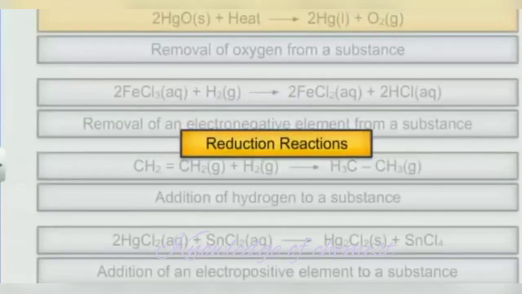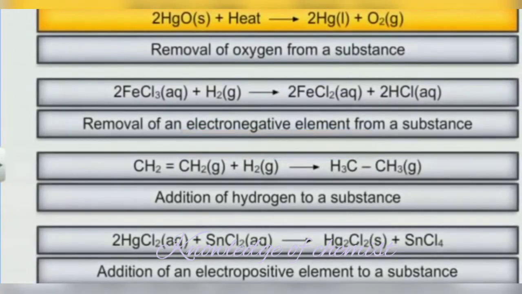According to the definition of reduction, here are some examples of reduction reactions. In the first equation, mercuric oxide on heating gets reduced and forms mercury and oxygen. In the second equation, when ferric chloride reacts with hydrogen, the electronegative element chlorine is removed and ferrous chloride is formed.